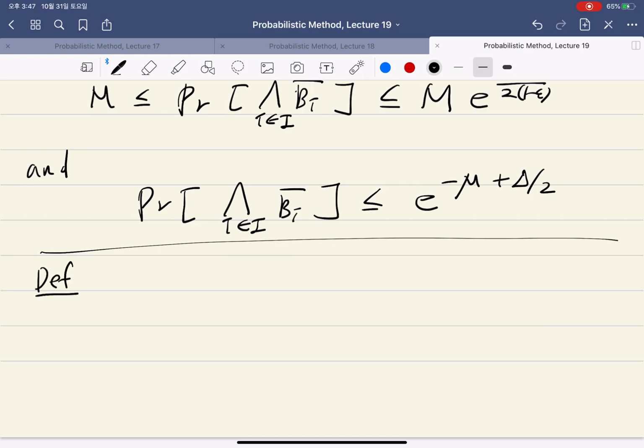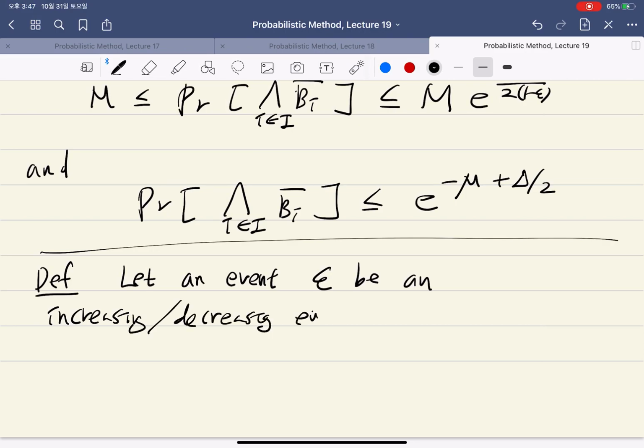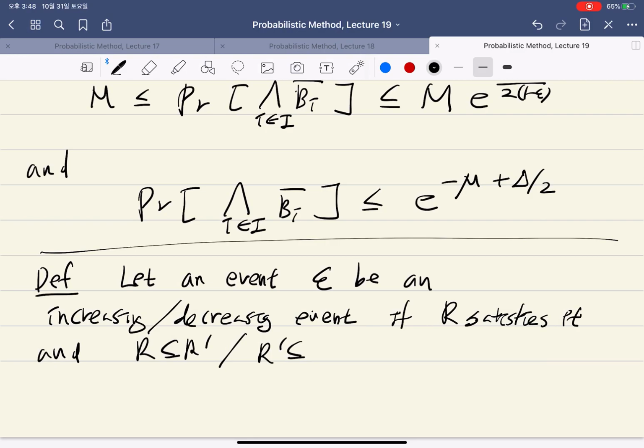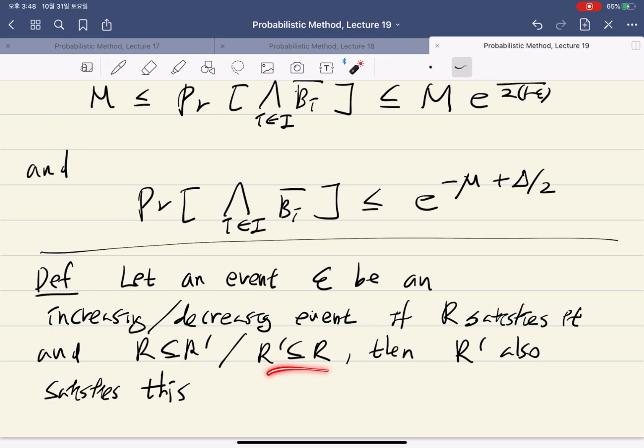And before moving to the next video, let's define one thing. If we have an event, we say this is an increasing event or a decreasing event. If R satisfies it, and if R prime is a superset or R prime is a subset, then R prime also satisfies this. So in the first case, we say that this is an increasing event, and in the second case, this is a decreasing event.